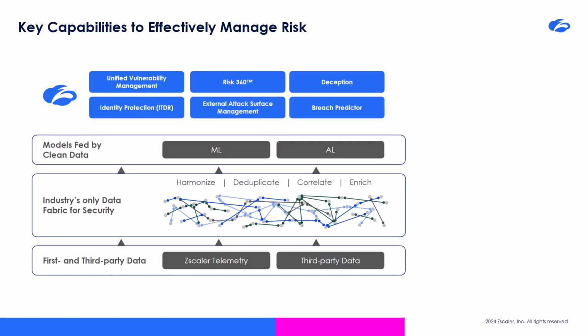Zscaler DSPM offers data findings to UVM to use as a risk factor, and UVM sends back remediation assignments for elements that need to be corrected. And when UVM or Risk 360 uncovers a risk insight that necessitates an access control change, they leverage the connectors within the data fabric to send policy adjustment details to Zscaler ZIA and ZPA.